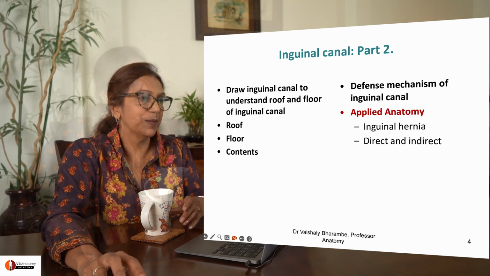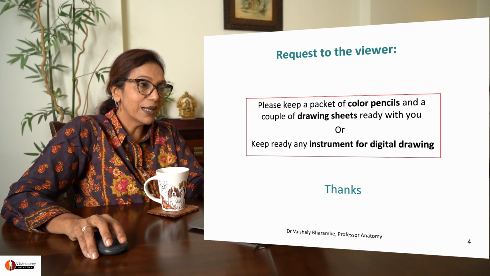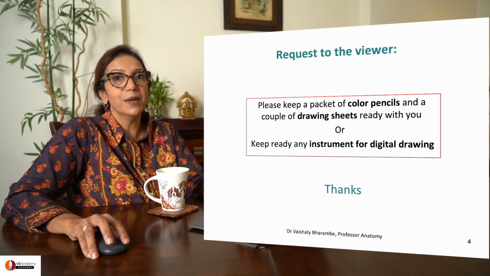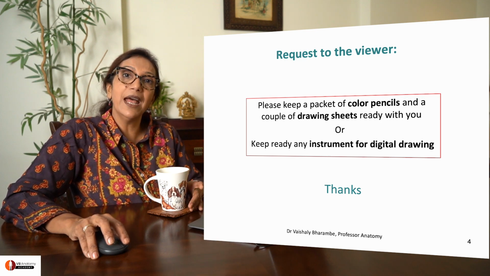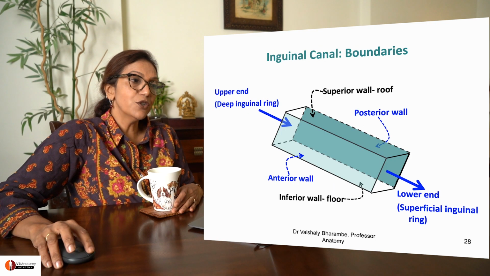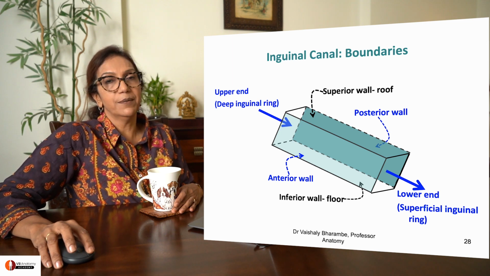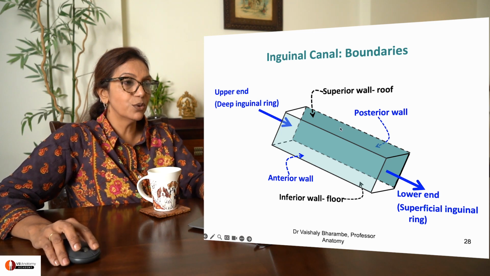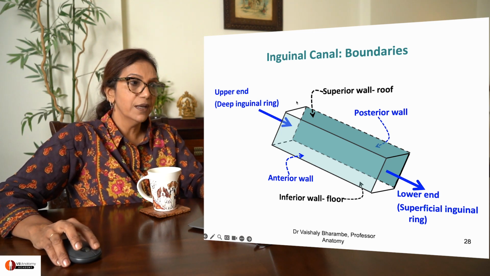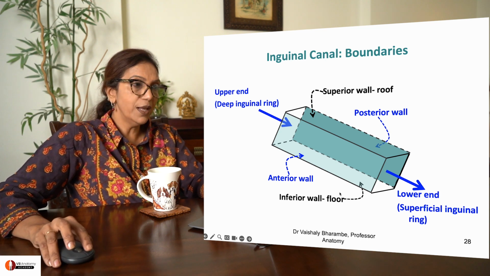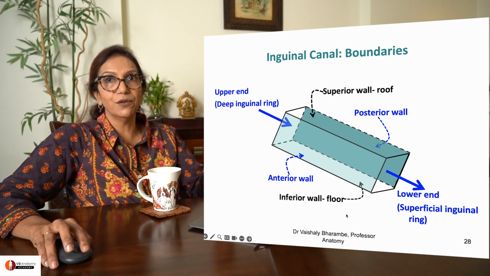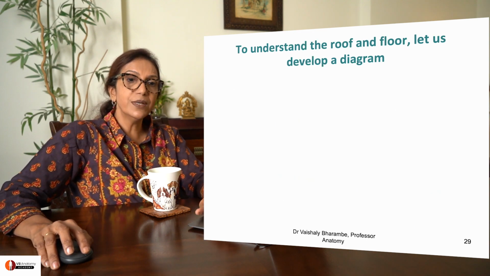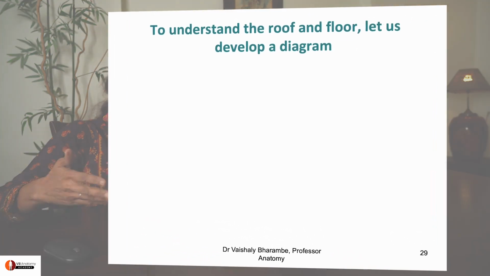So let's begin. As usual, a request: please sit with color pencils and drawing implements, so that when I ask you to draw, please do draw. Believe me, drawing helps you to understand and recall way better. We have finished the posterior wall and the upper end. Now what you need to know is the superior wall and the inferior wall, that is, the roof and the floor. For this, I want you to develop this diagram. So students, take your color pencils and let's begin our diagram.